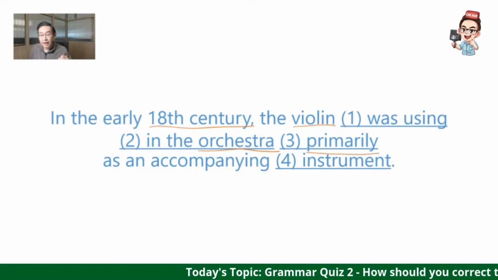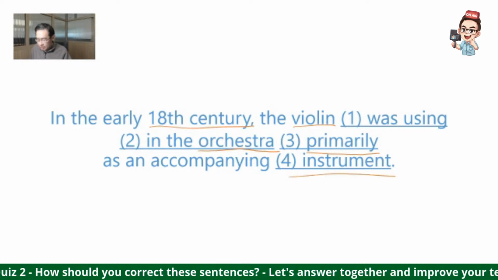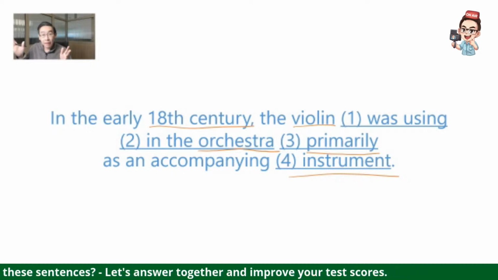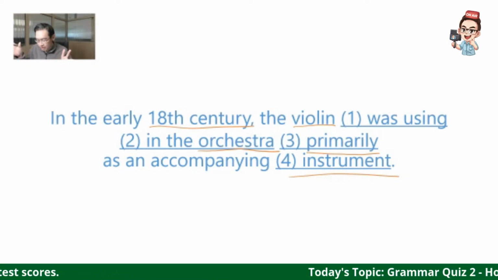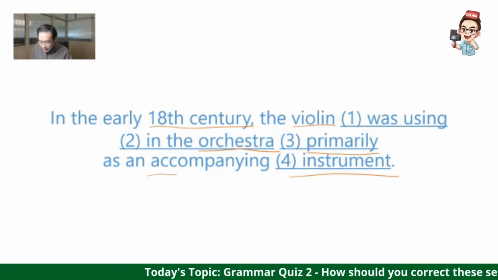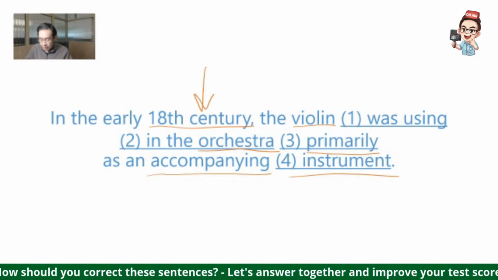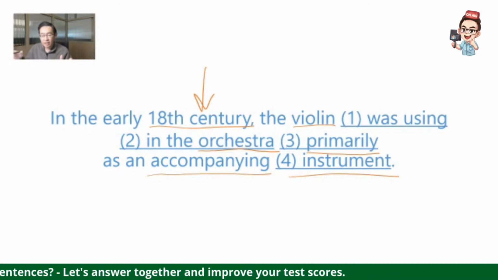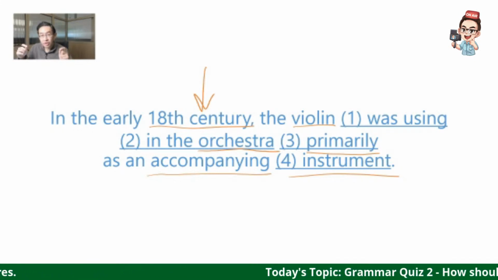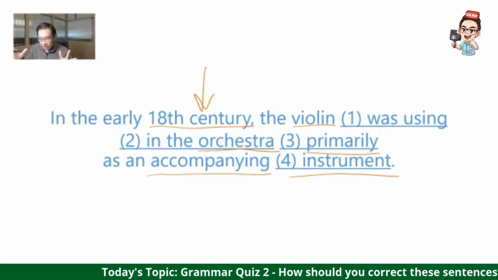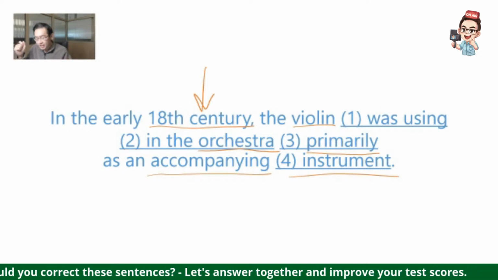Primarily means mainly or mostly as an accompanying instrument. So in this case, instrument means tools, but in this sentence, it means a musical instrument. So, anything that can be used to play music is called a musical instrument, okay? And accompanying means like to support, not the main one. So this sentence wants to tell us that in the beginning of the 18th century, so the year maybe 1700 something, the instrument called violin was used in a band or orchestra mostly as a supporting instrument, not the main one, not the lead or solo instrument, okay? That's the meaning of this sentence.